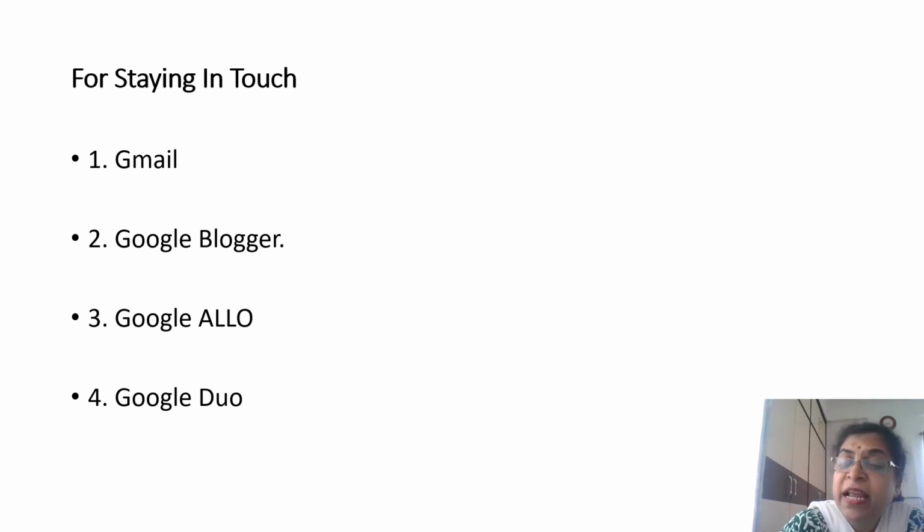Gmail. For sending and receiving mails, a Gmail account is used, so we can keep in touch with people. Google Blogger, again, is an app where you can write blogs on your own, or you can see the blogs of the persons who have created them. Google Allo is used to meet people.